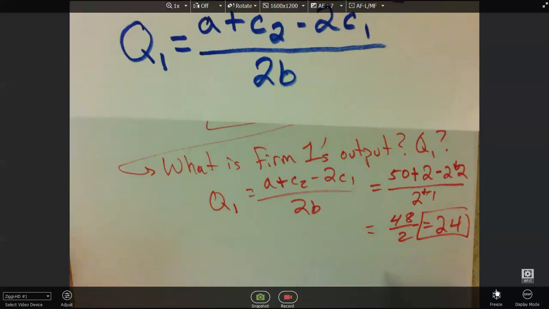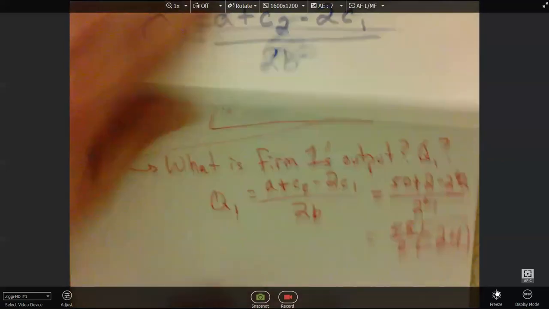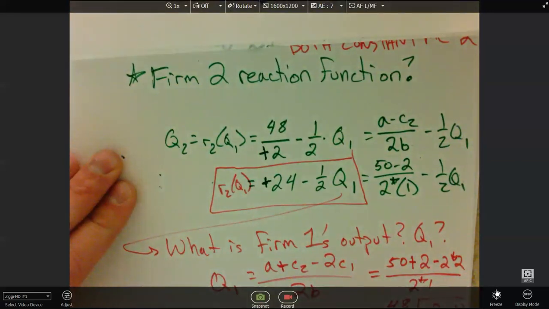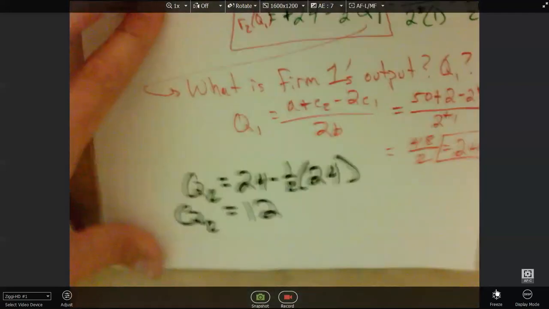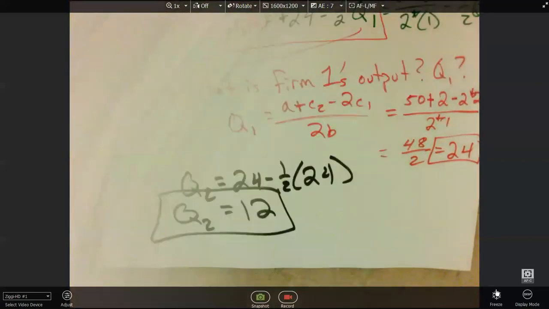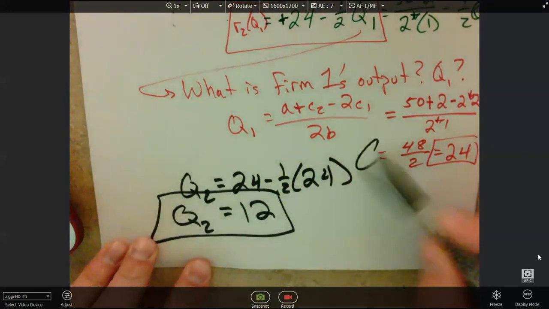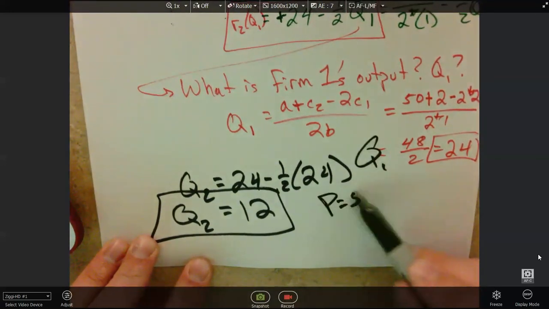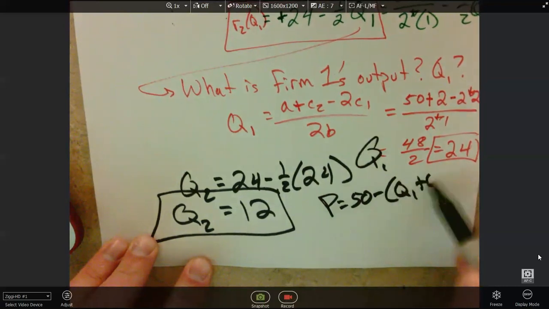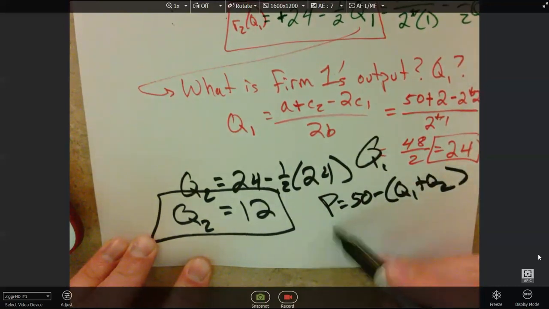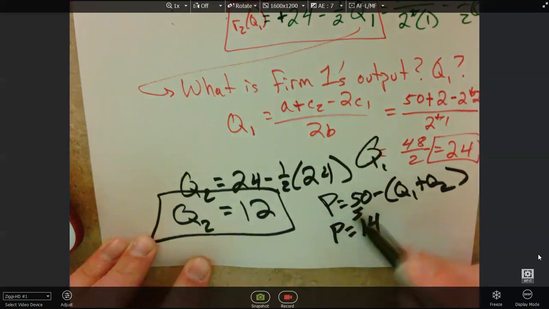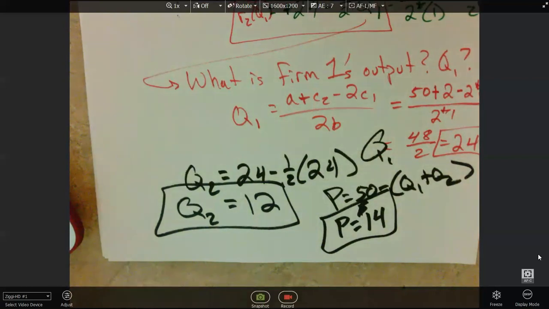What's firm 2's output? So now we have to take this 24 and plug it back into our reaction function, right? So Q2 is equal to positive 24 minus 1/2 times 24. So it's going to be 12. So now, what is the market price? How do we figure out the market price? Well, if we have Q1 and we have Q2, it's easy: P equals 50 minus Q1 plus Q2, right? So 12 plus 24 is 36. Agreements? Awesome. Questions on that?